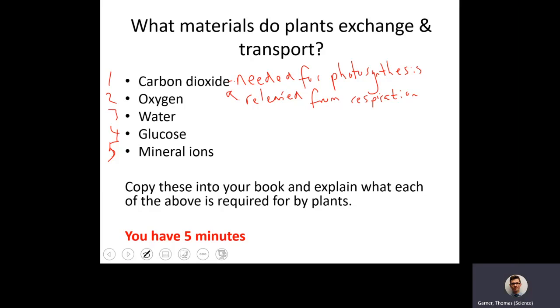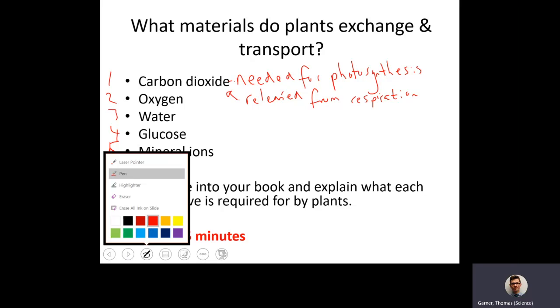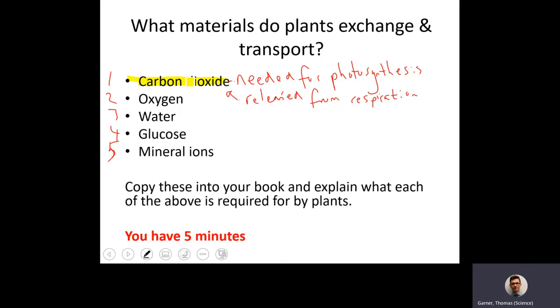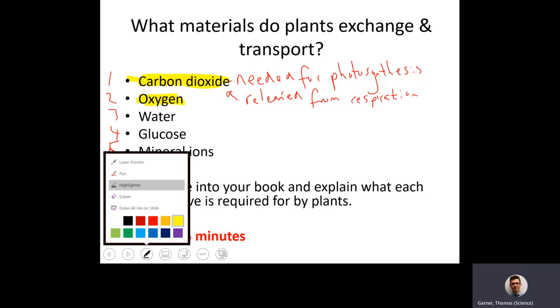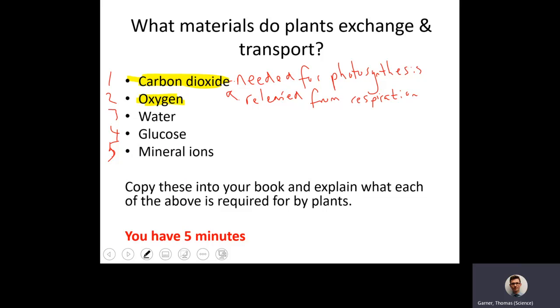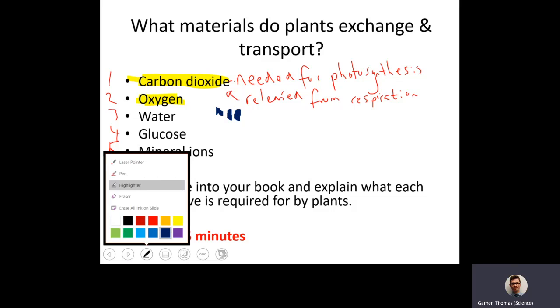So what we've already talked about is carbon dioxide. That one's done. It's needed for photosynthesis. It's released from respiration. Now, oxygen is the opposite. Oxygen is completely the opposite to carbon dioxide. Let me change the color. It's a highlighter, that's why.